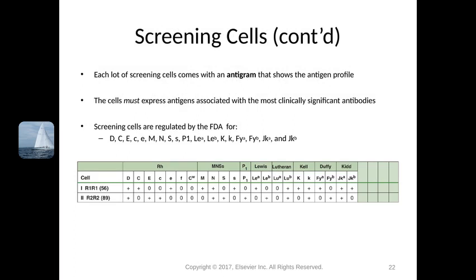So screen cells will come with an antigram. So this is that antigram I was telling you about. So this plus sign here is indicating that the D antigen is positive on cell 1. And this is the Rh phenotype of that cell. So basically what we want to do is make sure that this antigram has all of the antigens that are clinically significant so we can rule them in or out. So these are what's regulated by the FDA, and this plus indicates it's on there, the 0 indicates it's not there.